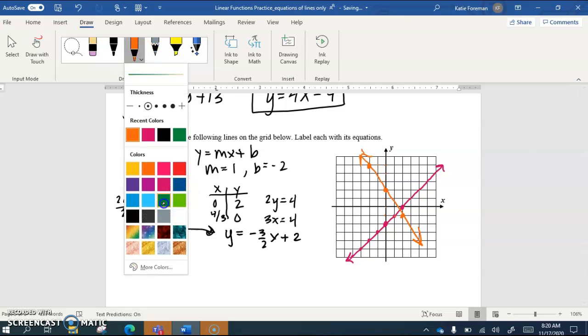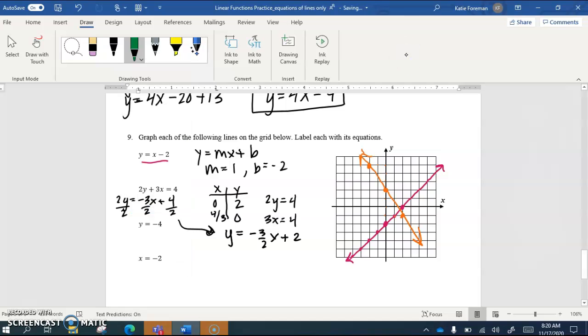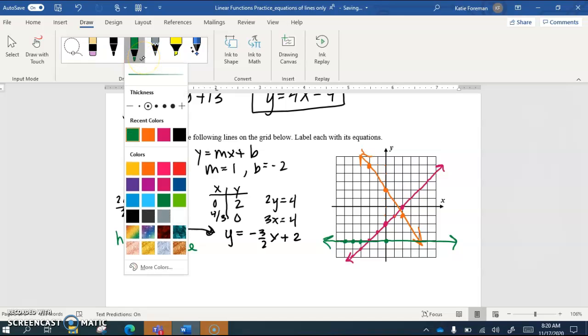We didn't talk a whole lot about these, but these types of lines, y is equal to negative 4. This is a horizontal line. So if I think about where y is equal to negative 4, 1, 2, 3, 4. If my y value is only ever allowed to equal negative 4, it doesn't matter what my x value is. Every single point on this line has a y coordinate of negative 4.